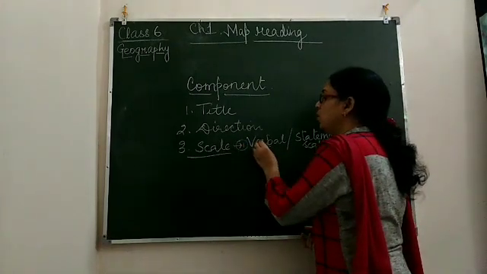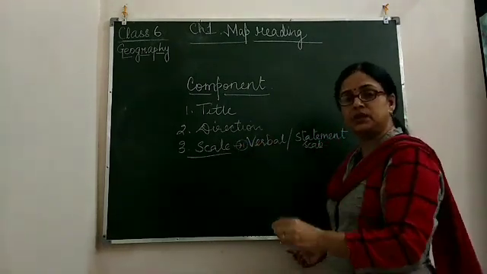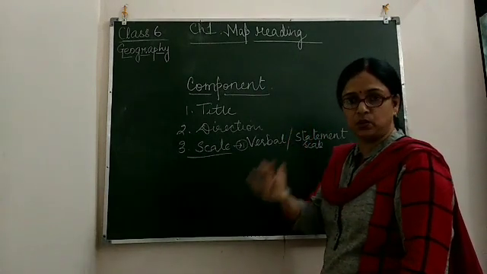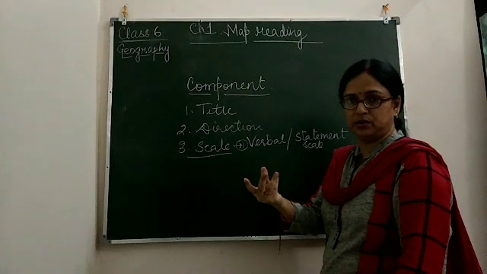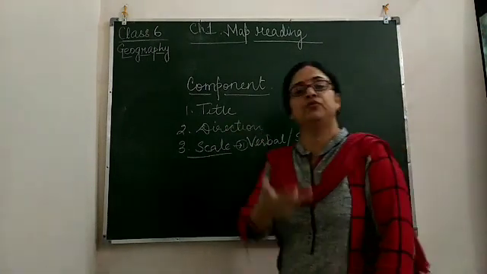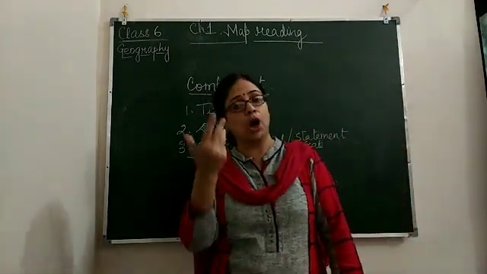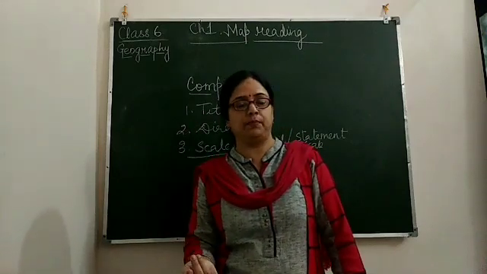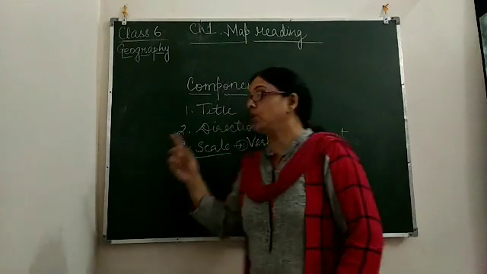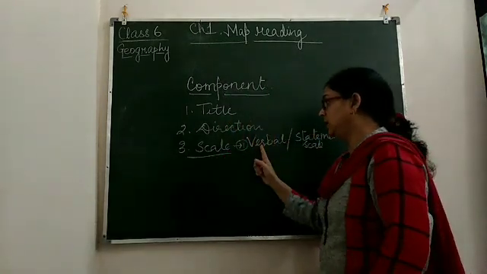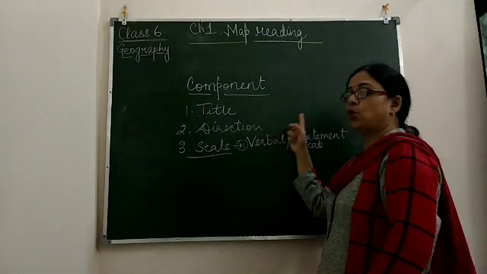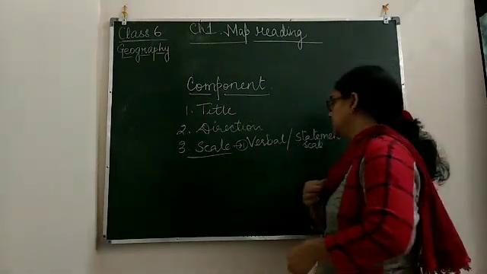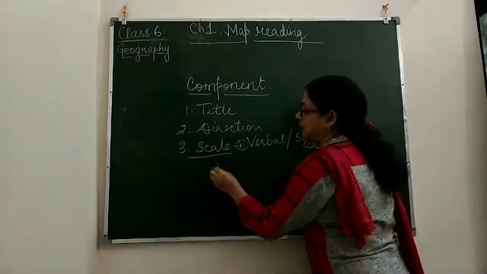The first one is the verbal scale. Here we use our words. It is expressed in words in a statement. Simply we say that 50 kilometers of the ground is equal to 2 centimeters of the map. So just keep in mind that the verbal scale is also known as the statement scale, or the statement scale is also known as the verbal scale.